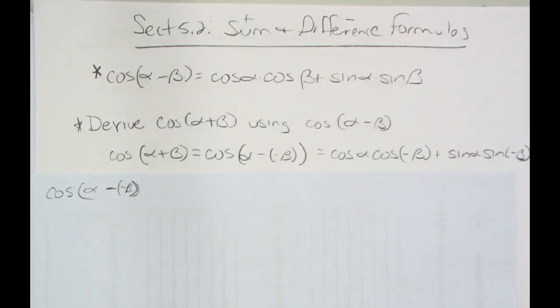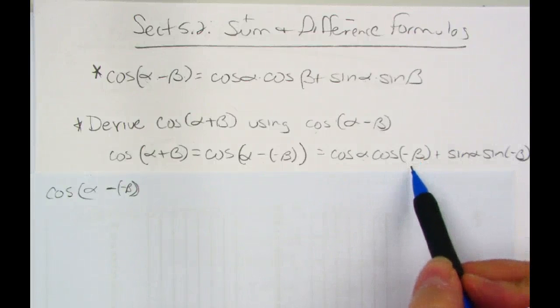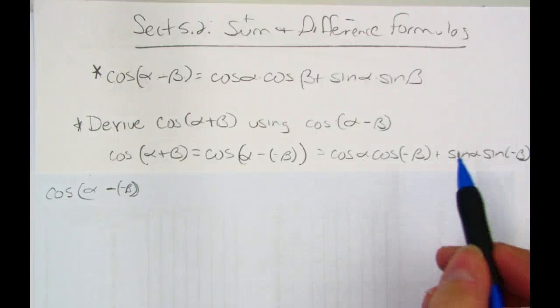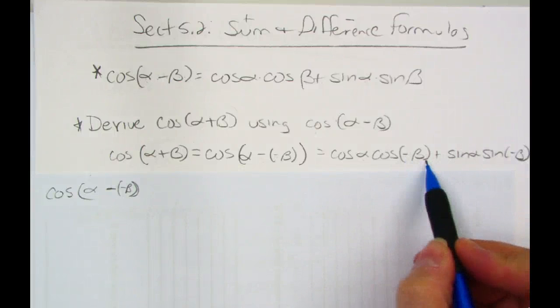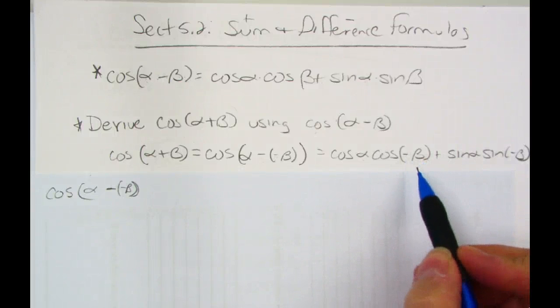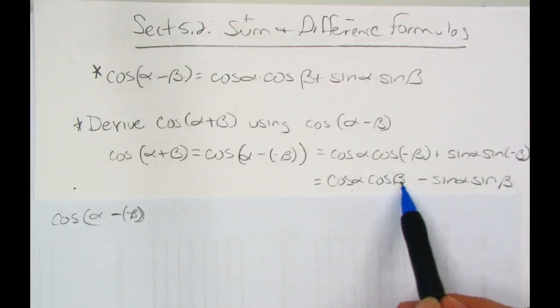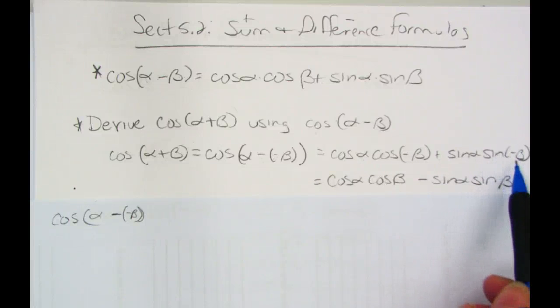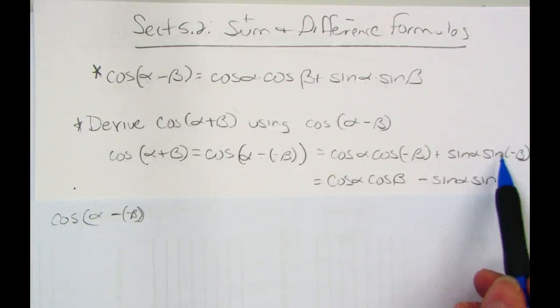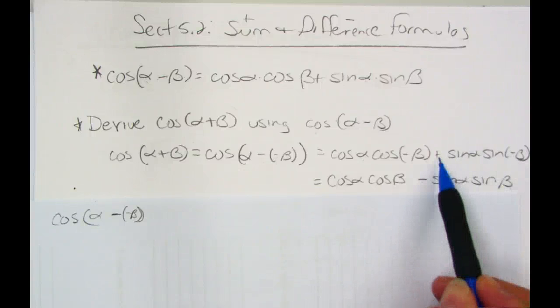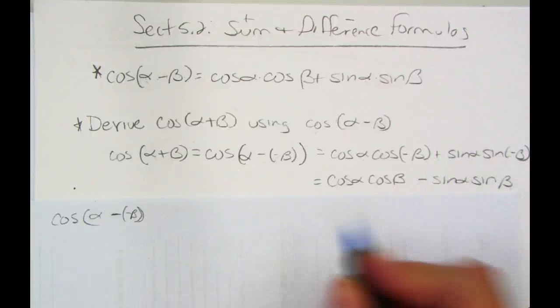So now, this has to do with even and odd functions. Do you remember out of the 6 trig functions, which 2 were even? Cosine and secant. So when I put in my negative x, it's the same as the original function. So this is the same as the original. But sine of negative beta, that's an odd function. It is the same as negative sine of beta. So it changes that sign, right?